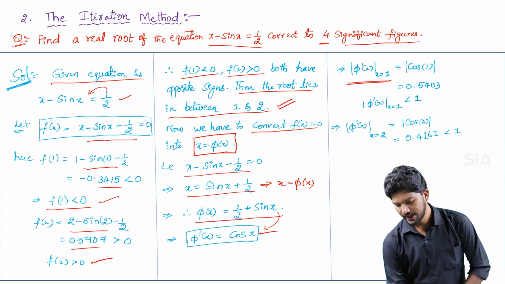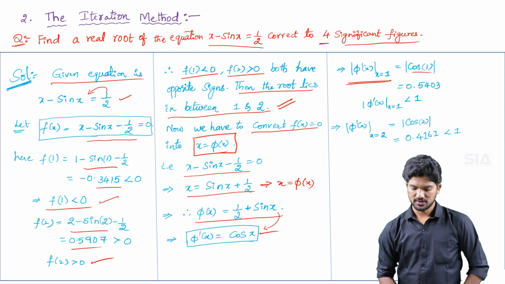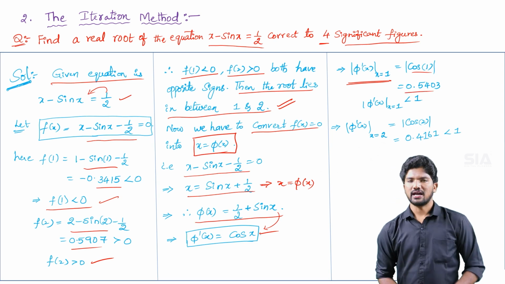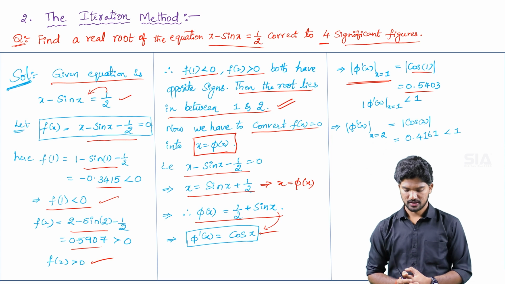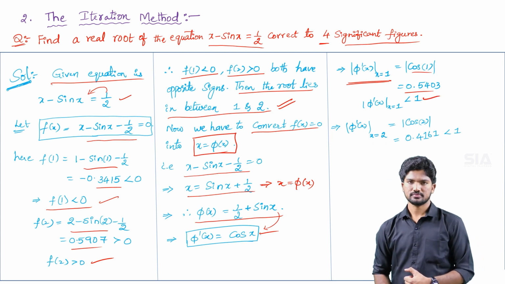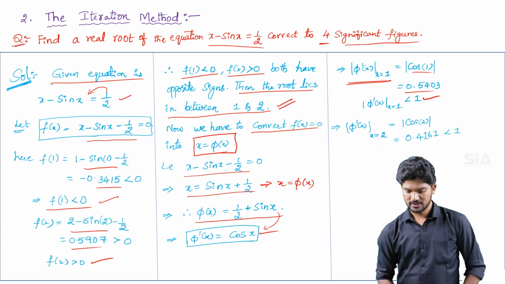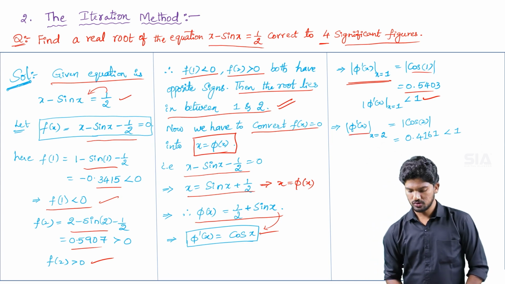So phi dash of x at x is equal to 1 is equal to mod cos of 1. If you calculate that value, it gives 0.5403. So this 0.5403 is less than 1 at x is equal to 1. So therefore, phi dash of x at x is equal to 2.